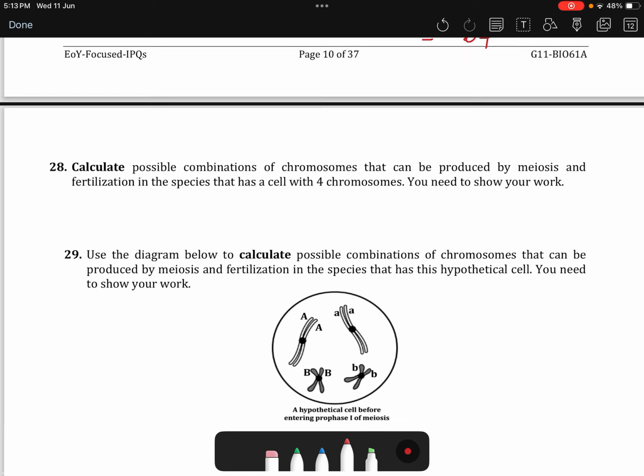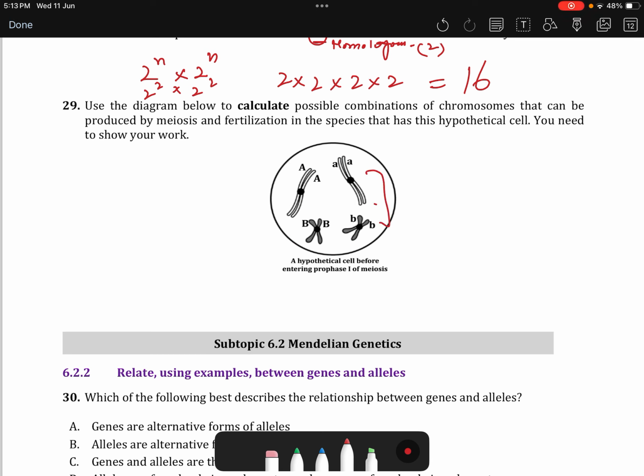So 2 times 2 times 2 times 2, the answer will be 16. This is what the same diagram shows, as we solved above. You have 4 chromosomes, so 2 to the power n is 2 to the power 2. So 2 times 2, it is 16.